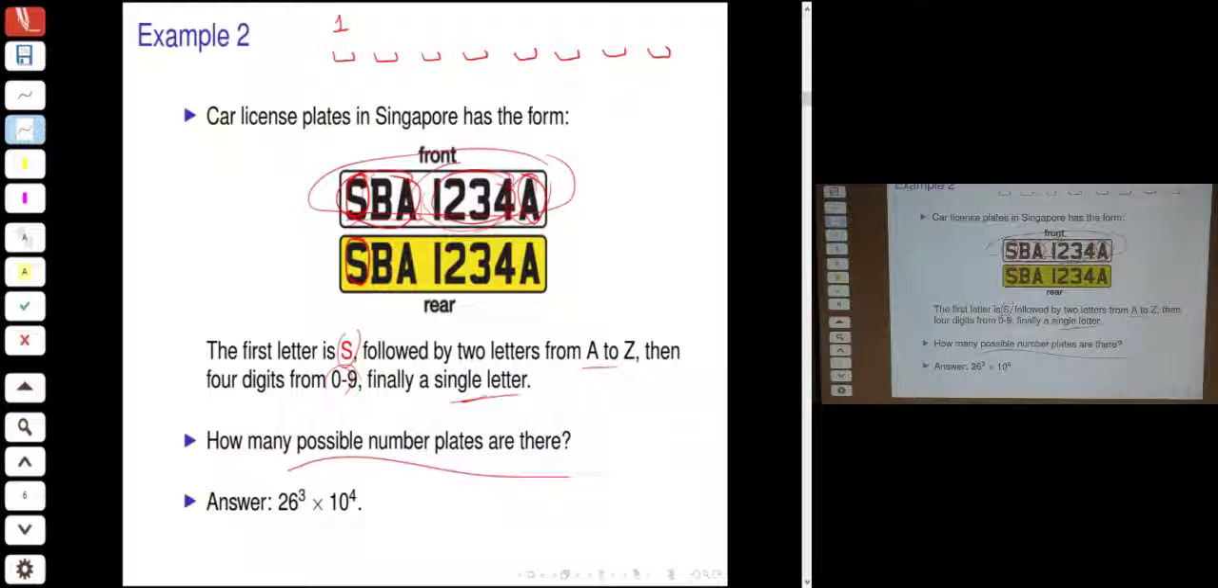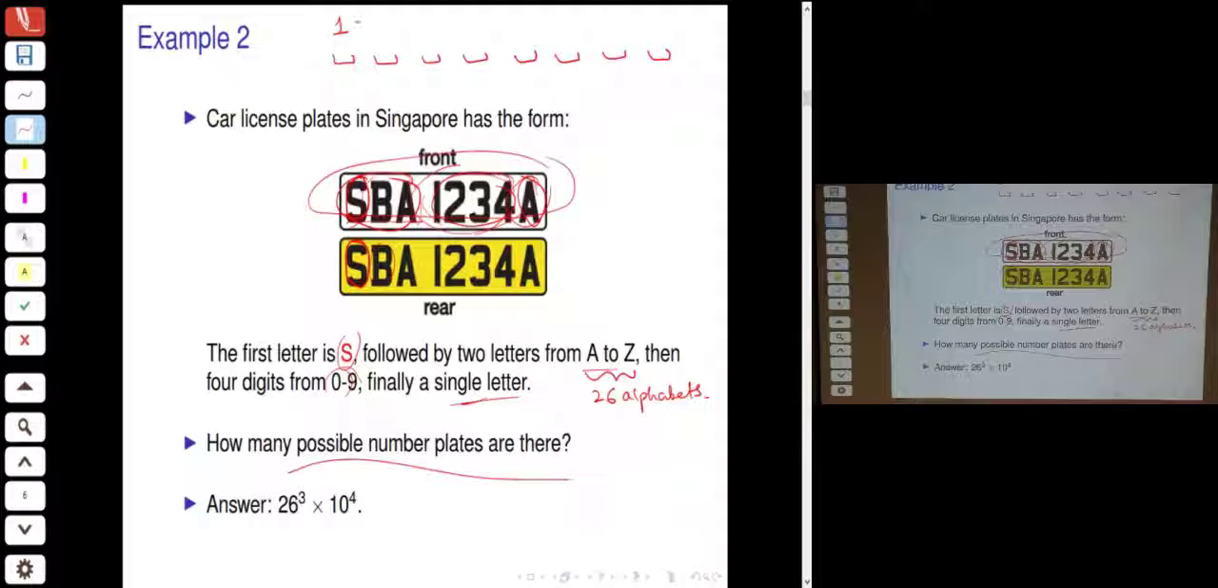The second letter can be anything between A to Z. So how many alphabets are there between A to Z? There are total 26 alphabets between A to Z. So the second spot can be filled with any of these 26 alphabets.